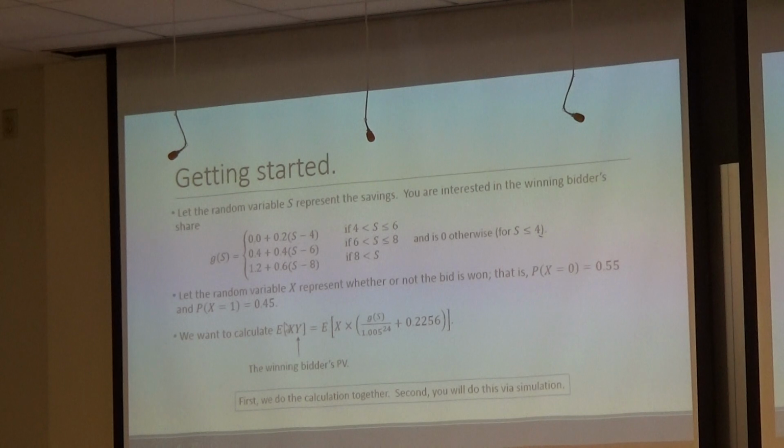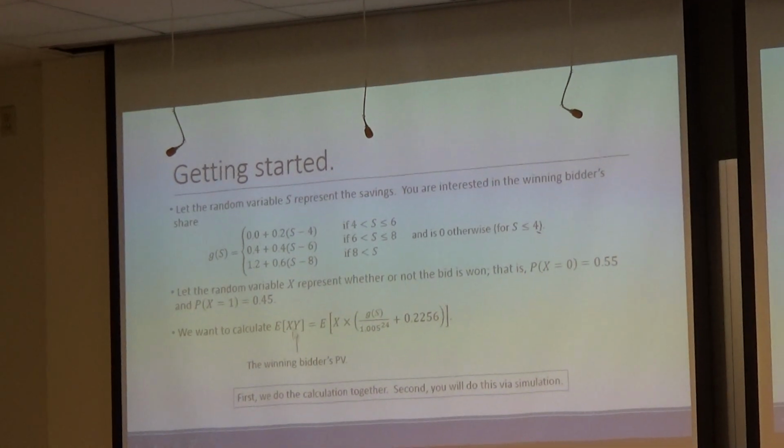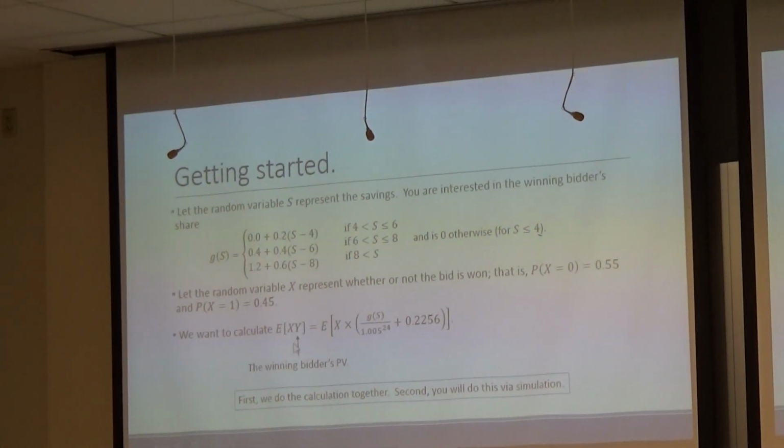x is whether or not you won the bid, y is the winning bidder's present value. So what is the winning bidder's present value? Well, g of s is, given a particular savings, the amount I get. I'm discounting it because it's 24 months in the future that I receive it. And this 0.2256 is, remember, because I get a $10,000 cash flow stream for the next 24 months. So this is what I want to calculate.